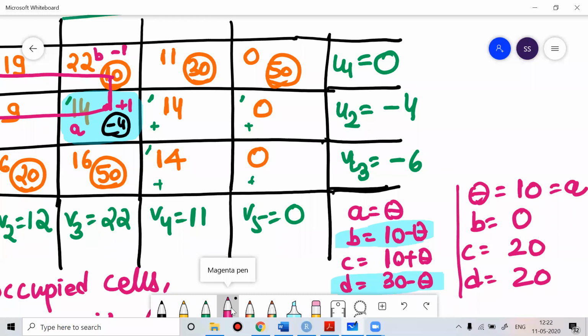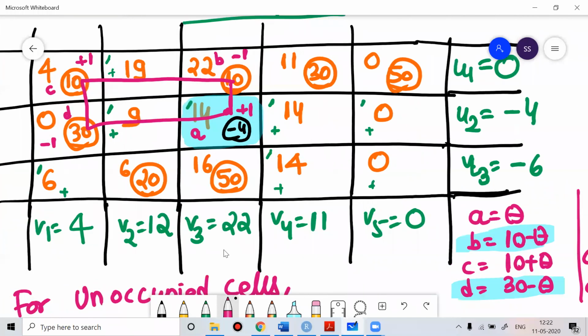So you just need to do this work of allocation to them. You need to substitute these values to them. Now you can see this value. Now I'll do the allocation based on theta for these cells. Everyone do fast.